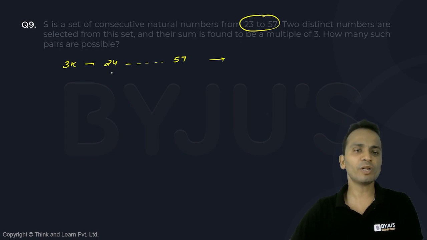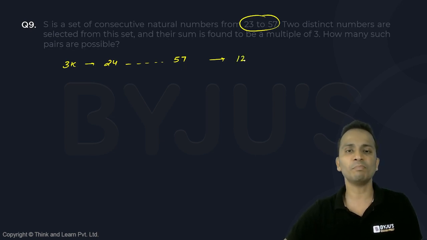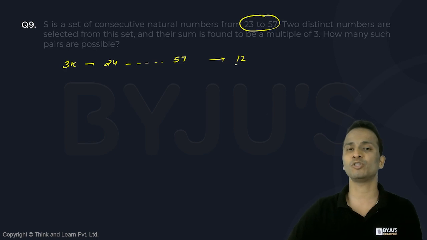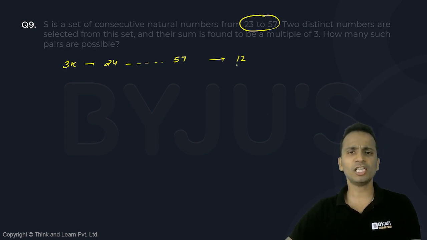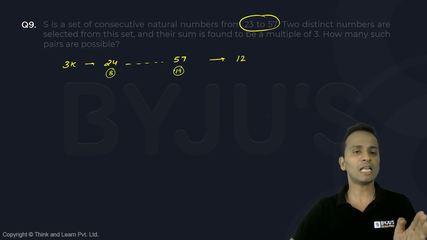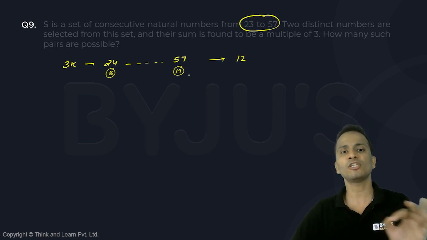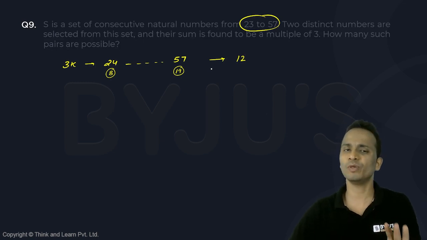So 24 is the 8th multiple of 3 and 57 is the 19th multiple. So starting from the 8th multiple up till the 19th multiple, there will be 12 numbers which will be multiples of 3. Okay, logically I have calculated this. You can use the formula of arithmetic progression as well. The logic I have used is this is the 8th multiple of 3 and this is the 19th multiple of 3. So I'll have to remove the first 7 multiples. So 19 minus 7 is equal to 12.